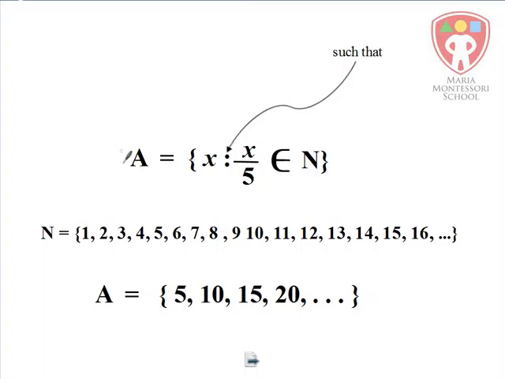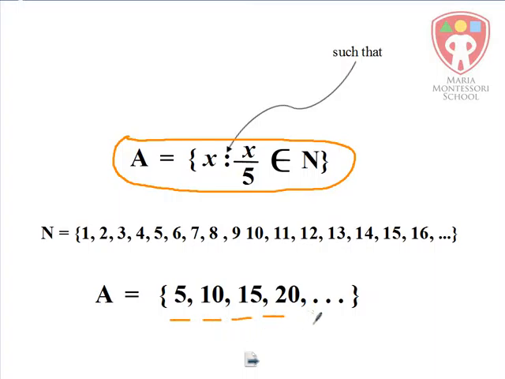Here is our set builder notation again. Set A equals x such that x divided by 5 is a member of the set of natural numbers. Let's work out and see why 5, 10, 15, 20, and it goes on are the legitimate members of the set A. Let me explain it. Please pay careful attention so that you understand this explanation.